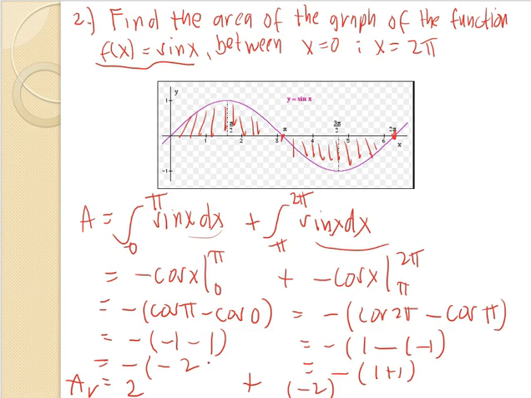We get the sum of two areas, pero ang sabi natin, no, the area requires to be positive or its absolute value. So we will change this to the absolute value. Yung negative 2 magiging positive 2. 2 plus 2, the area will be 4 square units.